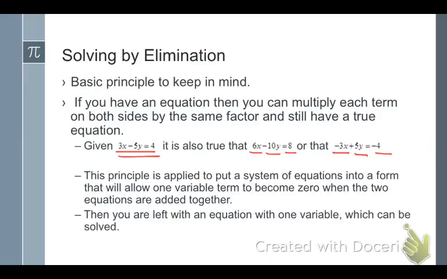So this principle is applied to put whatever system of equations we're given into a form that will allow us to add them together and have one of the variables drop out. So you multiply an equation by something that will give you the opposite value of y as you have in the other equation. And then when you add them together, you'll be able to solve. And we'll see this on the next slide.